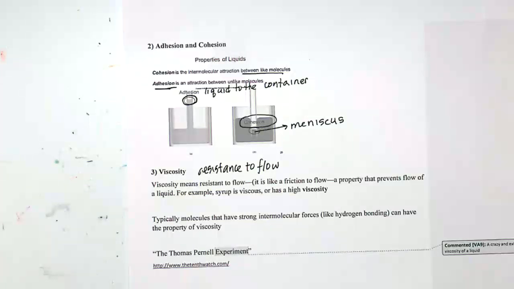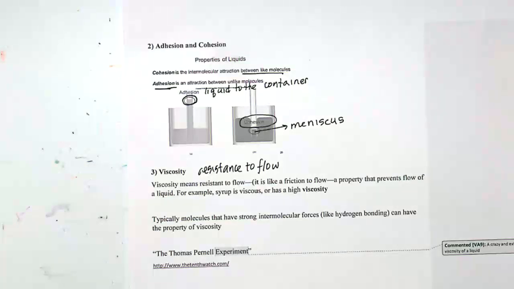Anyways, what are the properties of liquids? Surface tension, all liquids. Viscosity, and then what's the other one? Adhesion, and the fourth one? Cohesion. Okay? Adhesion, cohesion, surface tension, and viscosity.